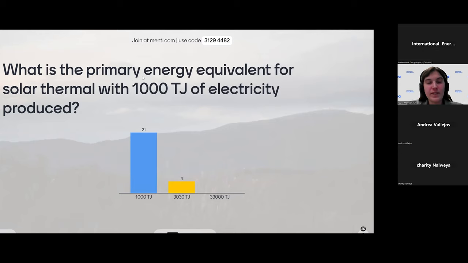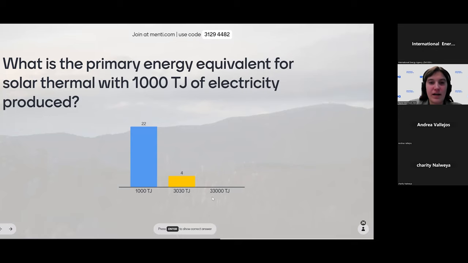Okay, so I see we have some split responses. So the correct answer here is actually 3,030 terajoules. So we have 1,000 terajoules of electricity as our output, and we know our primary energy form of solar thermal is heat. So the applied efficiency here is 33%. So in this case, you would have to take 1,000 terajoules and divide by 33%. So don't worry if you didn't get it this time, because in our exercise session following this presentation, we will look at this concept some more.